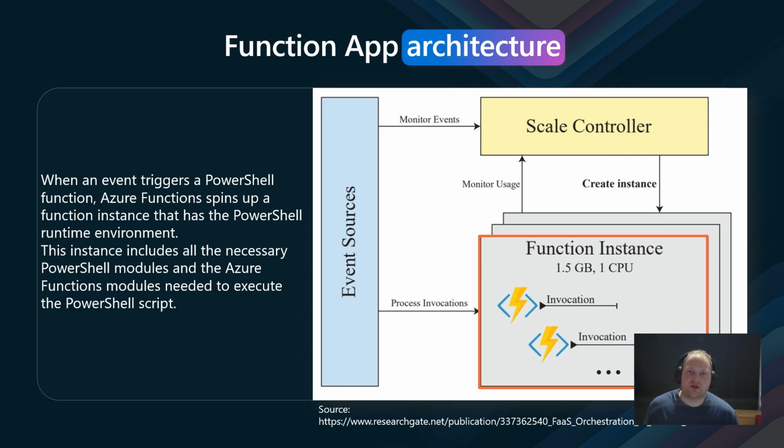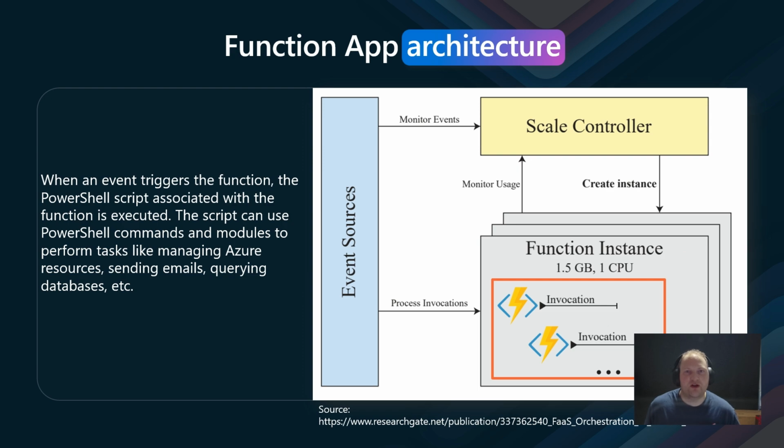When an event triggers a PowerShell function, Azure Functions spins up a function instance that has the PowerShell runtime environment. This instance includes all the necessary PowerShell modules and Azure Functions runtime needed to execute the PowerShell script. Each function instance can handle multiple invocations, meaning it can run the PowerShell script multiple times for different events. Each invocation is isolated, ensuring that the scripts can run independently of each other, even within the same instance. Each function instance typically has a set amount of CPU and memory resources allocated, and PowerShell scripts should be optimized to run efficiently within these resource constraints.